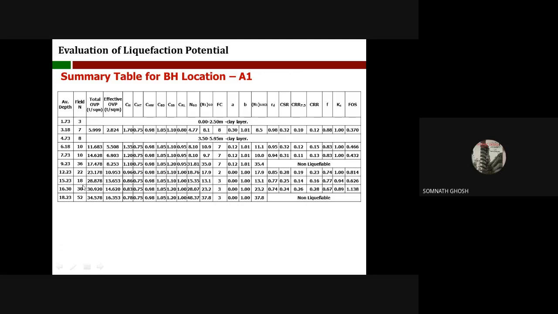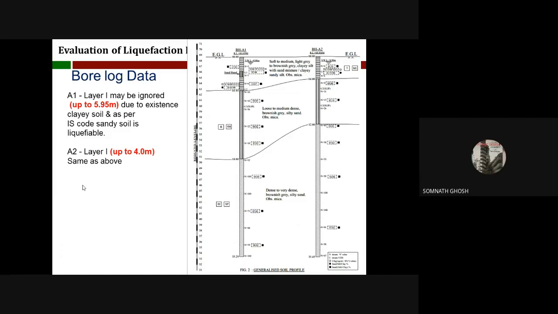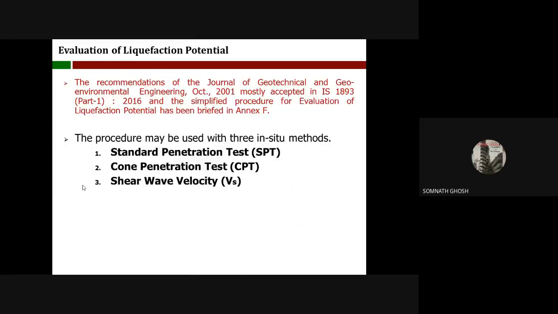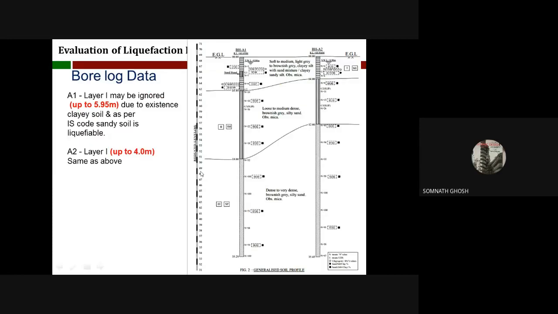So this is about your evaluation of liquefaction potential. I'll come back to this again. I'll come back to this, probably after discussing the code, right? So I think I should come back from this point. Okay, from this particular point, I'll come back. Okay, now let me open the code.